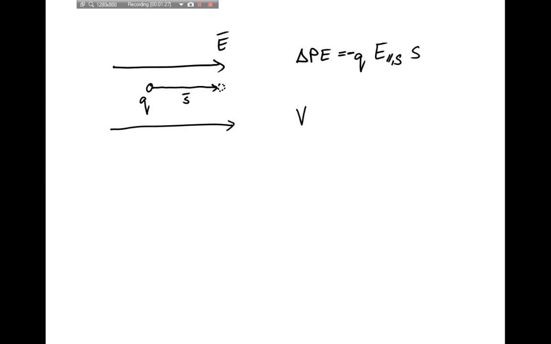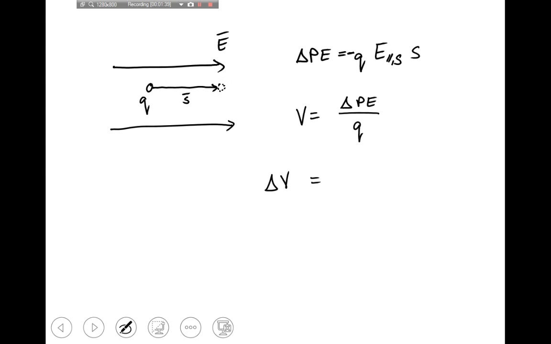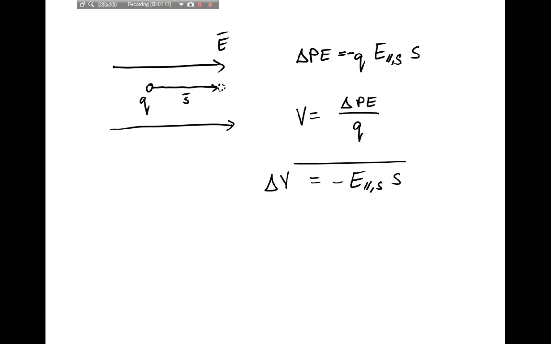And because the voltage is defined as the difference in the potential energy that occurs when I add a particle divided by the charge of this particle, we see that the difference in the voltage between 2 points in space is equal to minus the component of the electric field that is parallel to the displacement between those 2 points times the displacement between the 2 points in space. So this describes basically the difference between how the energy would change if I add a particle here and how the energy would change if I add a particle to some different point in space.